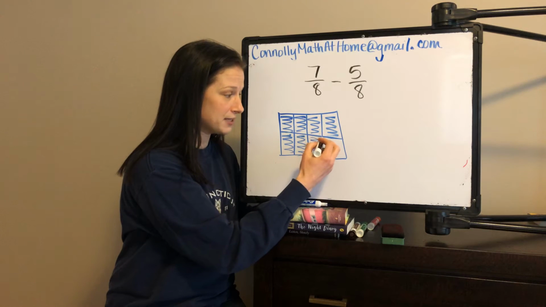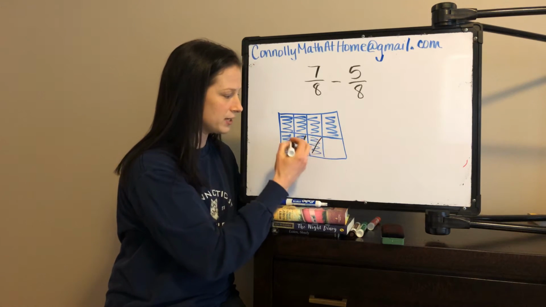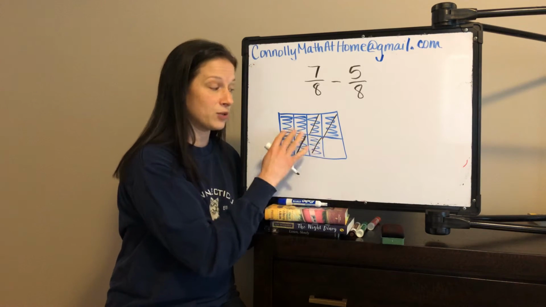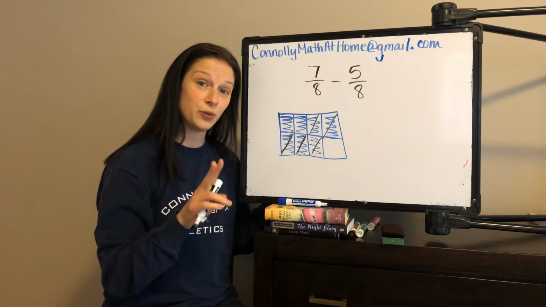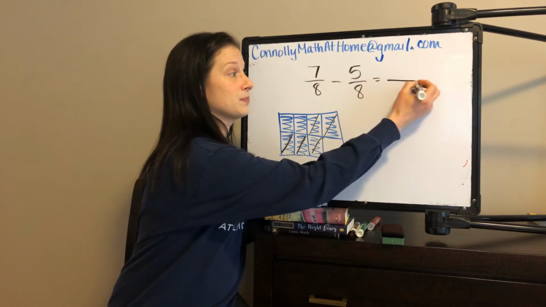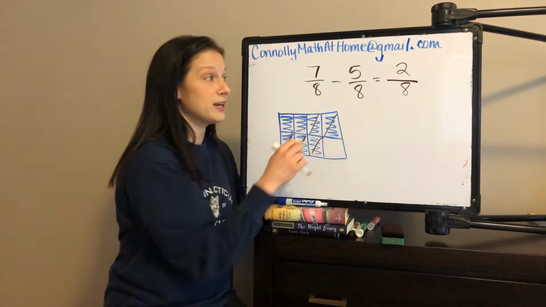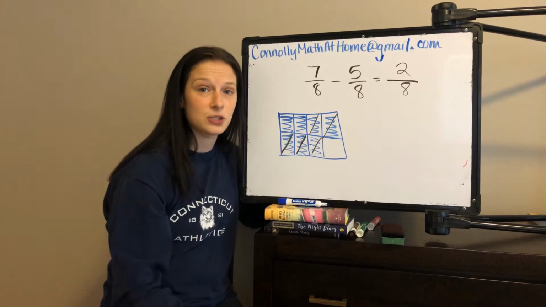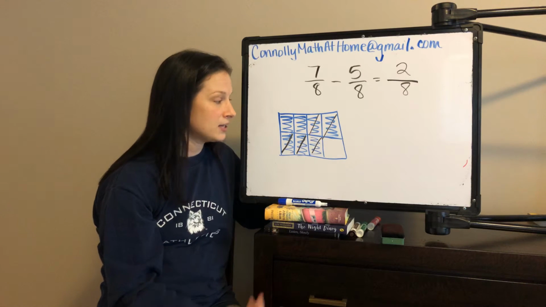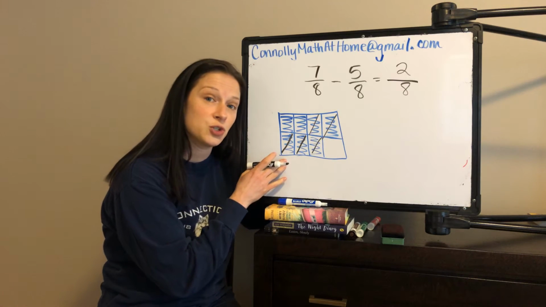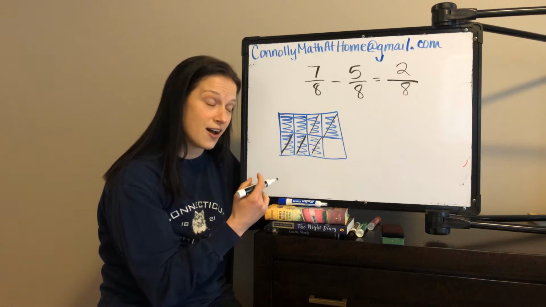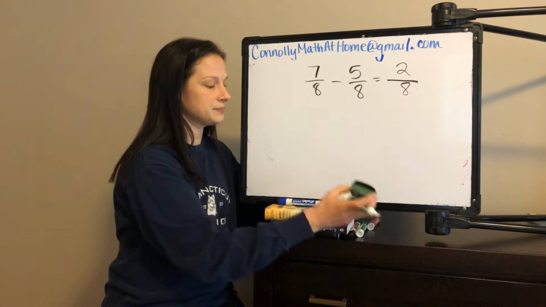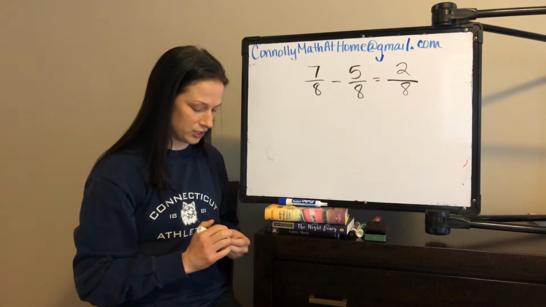So let's see what happens here. Minus 1/8, minus 2/8, minus 3/8, minus 4/8, minus 5/8. And what do we have left? 2/8. So when we are subtracting 7/8 minus 5/8, that is the same as 2/8. On our area model representation, you can show all and then cross off. And then we also have the number line representation.